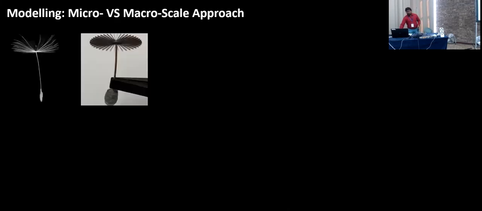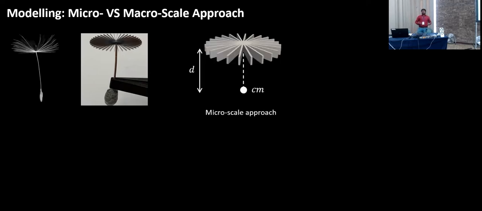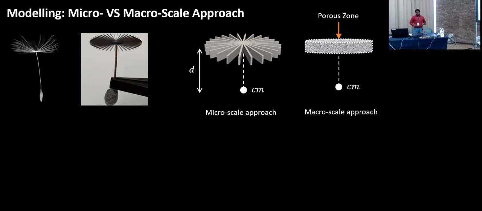Now, I'm not an experimentalist, and this was a motivation, maybe a bit long, but now I come to the modeling section. How do we model the external aerodynamics and fluid-structure aerodynamics of this system? There are two approaches. One is the micro scale approach, another is the macro scale approach. The micro scale approach is very difficult to model because of its high requirement of very small scale cells.